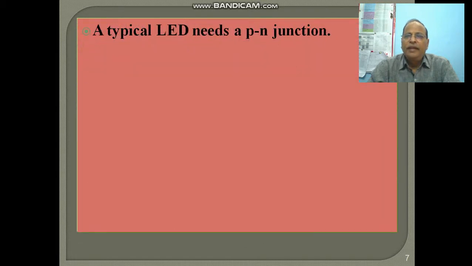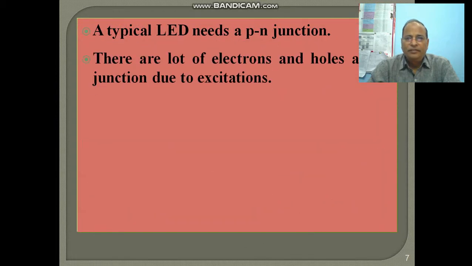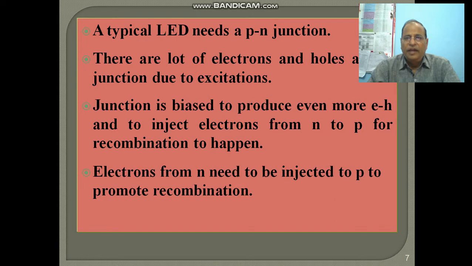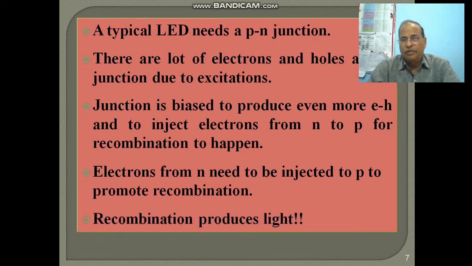A typical LED needs a PN junction. There are a lot of electrons and holes at the junction due to excitation. The junction is biased to produce even more electron holes and to inject electrons from N to P for recombination to happen. Electrons from N need to be injected to P to promote recombinations. Recombination produces light.